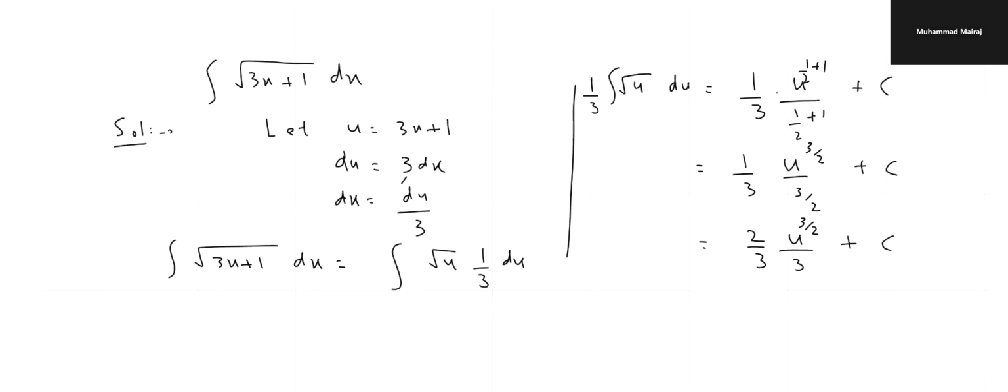And then we substitute back for u, and that becomes 2 divided by 9, 3x plus 1 power 3 by 2 plus c. Okay, so integration of square root of 3x plus 1 dx is equal to 2 by 9, 3x plus 1 power 3 by 2 plus c.